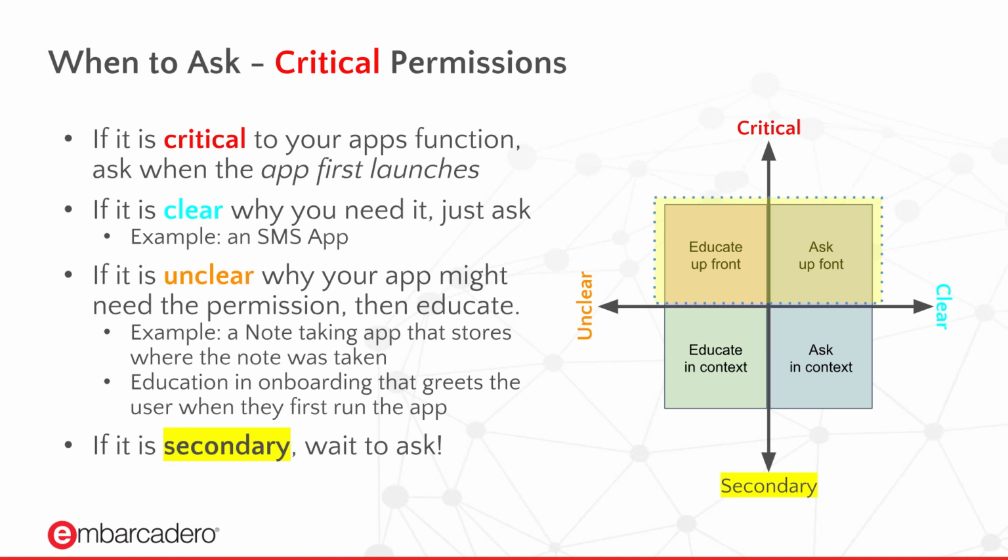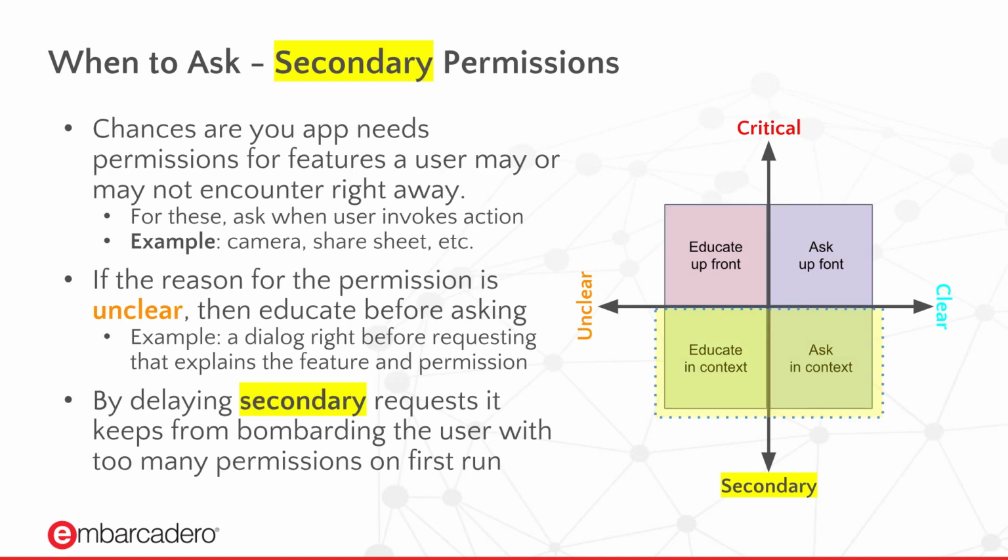Now, if it's secondary, if it's something that they can use the app without ever encountering the permission, you're going to wait. And as soon as they go to use it, then you're going to ask. So we'll go back to the note-taking app, and you're like, hey, I want to attach a photo. So they tap that camera button, and it pops up and says, hey, I need camera permission. In their mind, well, I tapped a button with a picture of a camera because I wanted to take a picture. So, of course, this app now needs camera permission. That's clear to me. They'll allow it.